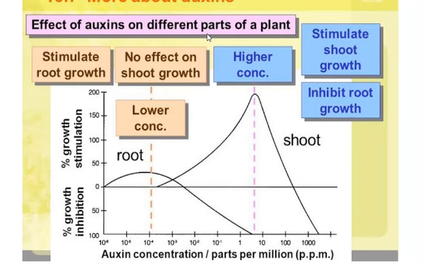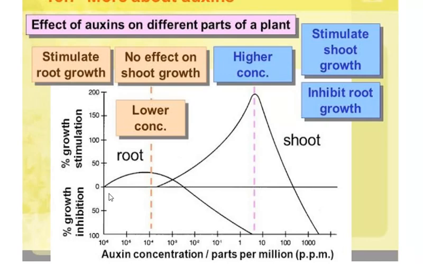And as I said in the previous sessions, auxin tends to stimulate the growth of shoot at a higher concentration, but tends to stimulate the growth of root at a lower concentration. I like this graph because it has more detail compared to the first one. Here we have the degree of stimulation of growth on the vertical axis. So we have inhibition and we have stimulation.